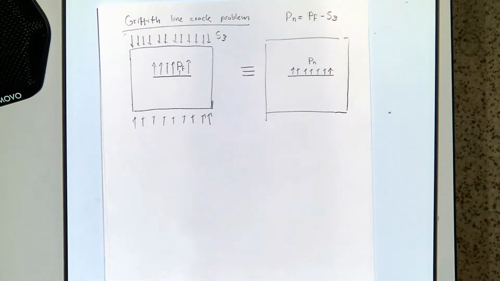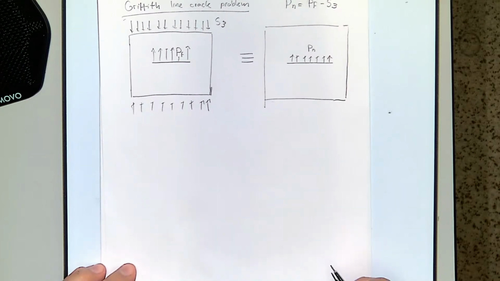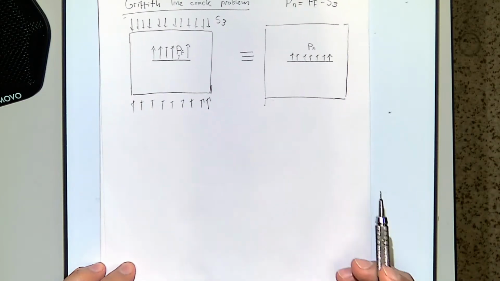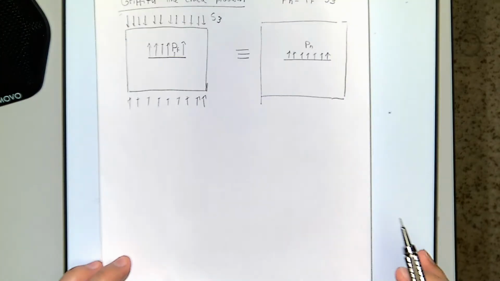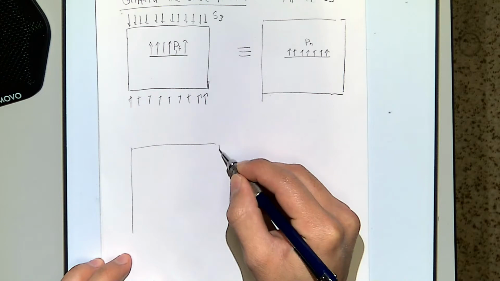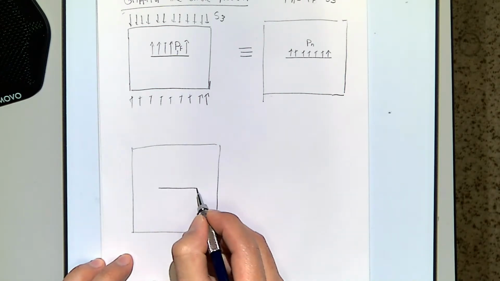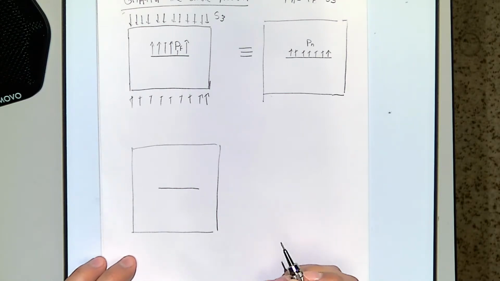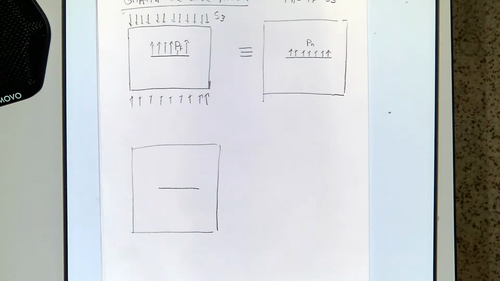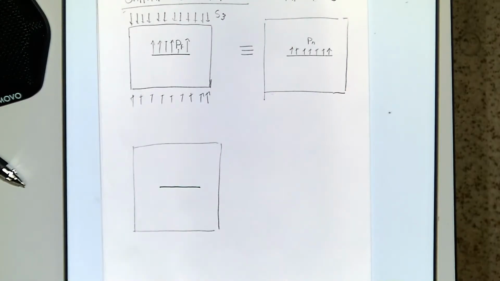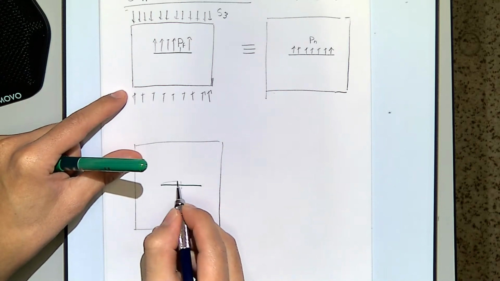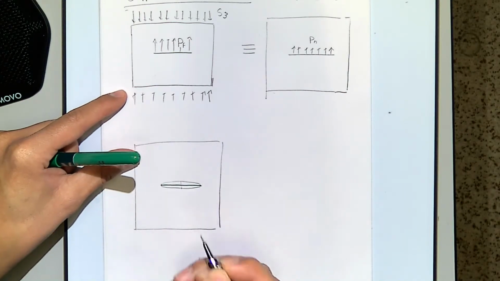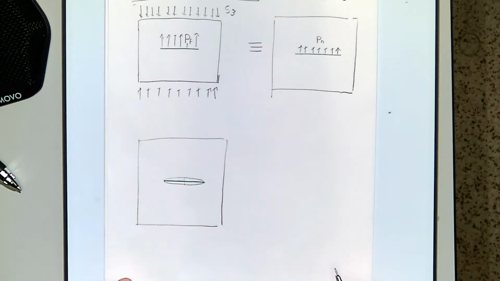Okay. So what Griffith did was to solve this problem, and to find out what would be the displacement inside the fracture and also the stresses at the tip of the fracture. So now, if I draw this again, this is the line crack. What Griffith predicted is that the deformation of this line crack when you apply a pressure inside is going to look like an ellipse. So the opening, and it makes sense, right? The opening is going to be the highest at the center, and it's going to be zero at the tips. This fracture is not propagating.